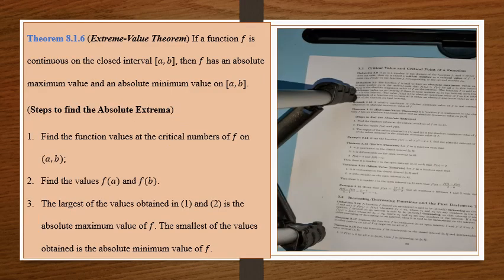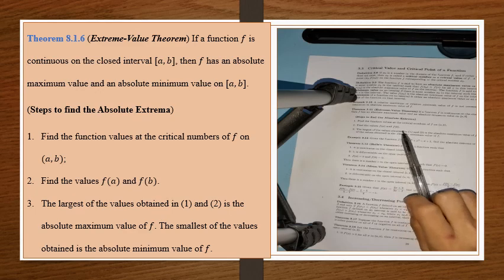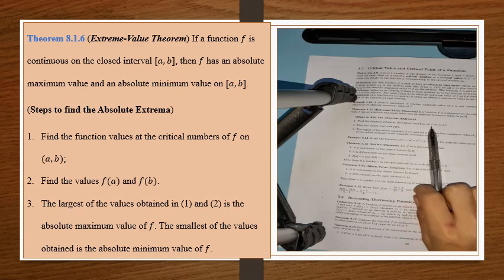Next theorem is the extreme value theorem. If a function f is continuous in the closed interval [a, b], then f has an absolute maximum value and an absolute minimum value on [a, b]. So we have 3 steps on finding the absolute extrema. Okay, the first step is find the function values at the critical numbers of f on [a, b].